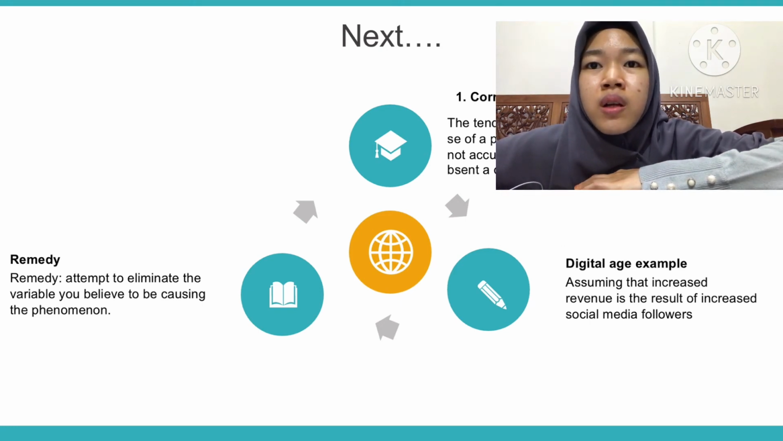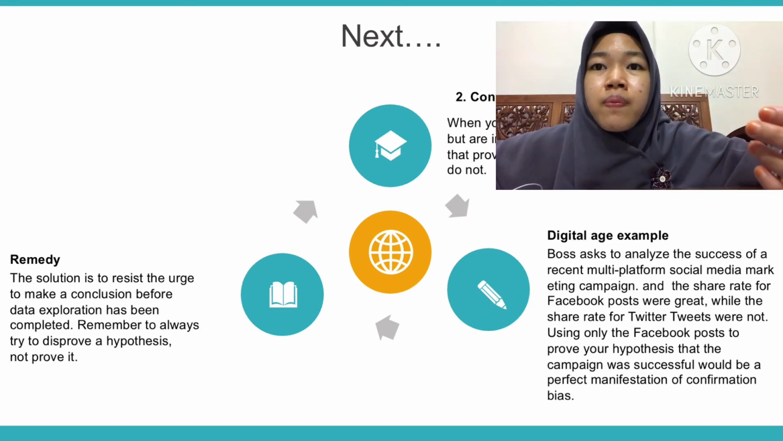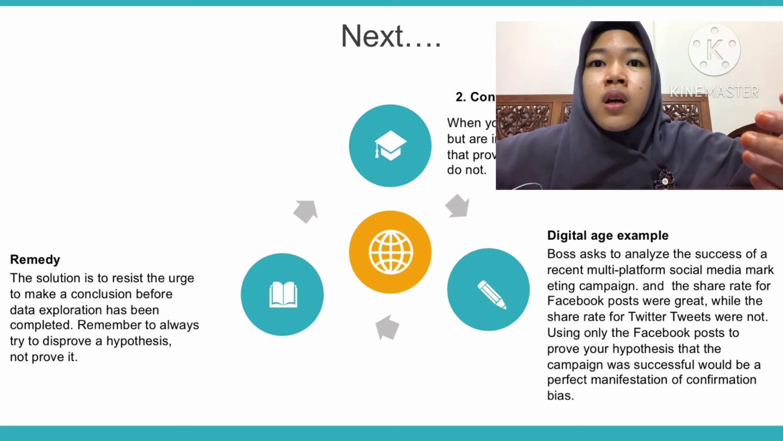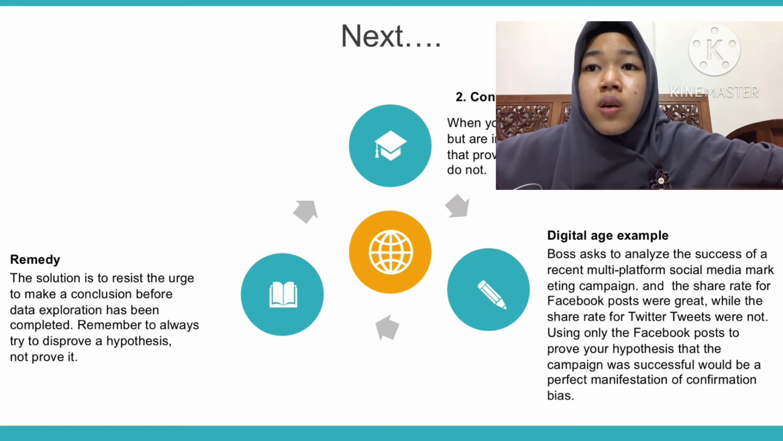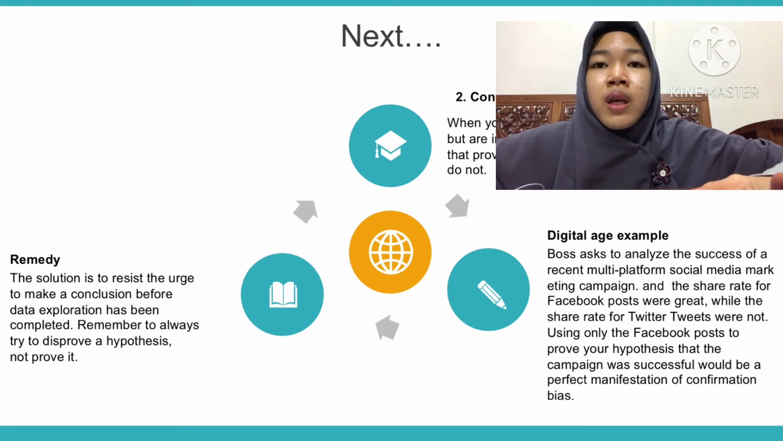The remedy is to attempt to eliminate the variable you believe to be causing the phenomenon. Go on to the next slide. Confirmation bias is our second data interpretation problem. It occurs when we have a theory or hypothesis in mind, but are intent on only discovering data patterns that provide support while rejecting those that do not.